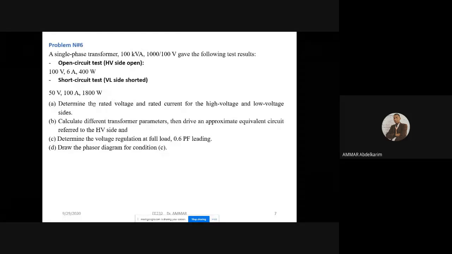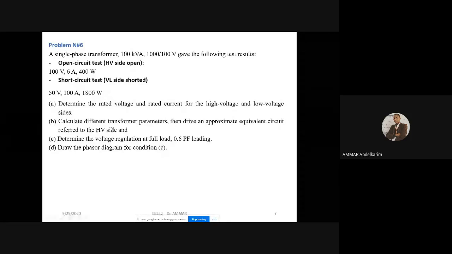So we have the high voltage and low voltage side in the transformer. Each one of them can be taken as primary or secondary. The primary is always connected to the source. As for the secondary, it depends. If we have a load, it's connected to the load. If we have a test, it's either open or shorted.